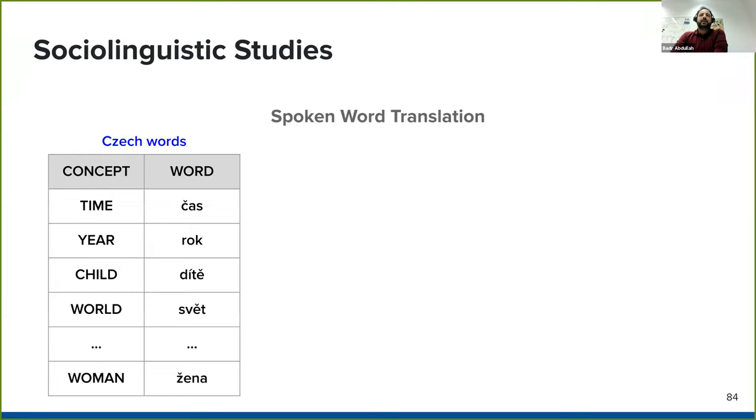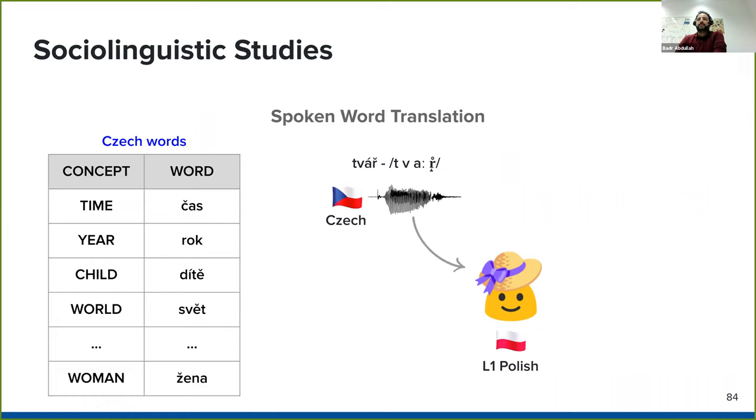Very frequent concepts, and they have compiled such a list for West and South Slavic languages. And then they asked people to come to their lab. So they invited some participants who should be in principle only monolingual speakers. So here in this example, we have a Polish listener. And then they would ask them to listen to an audio recording of that word in Czech, and then try to kind of guess the corresponding translation in their native language, which is in this case Polish.